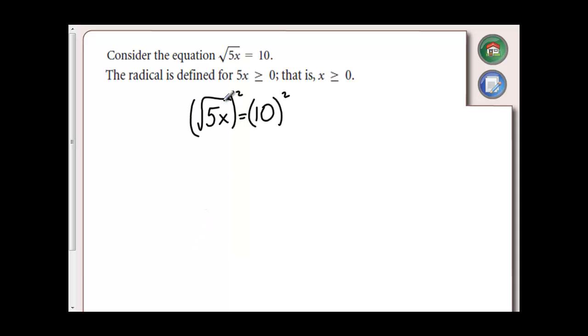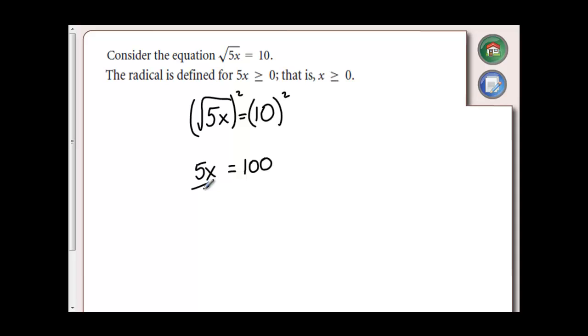We're squaring it. If we square a square root, what happens is you end up with exactly what's underneath. So the square root of 5x all squared is just going to be 5x. Whatever we do to one side, we have to do to the other side. So we're going to take 10, we're going to square it. So we go 10 times 10, and we get 100.